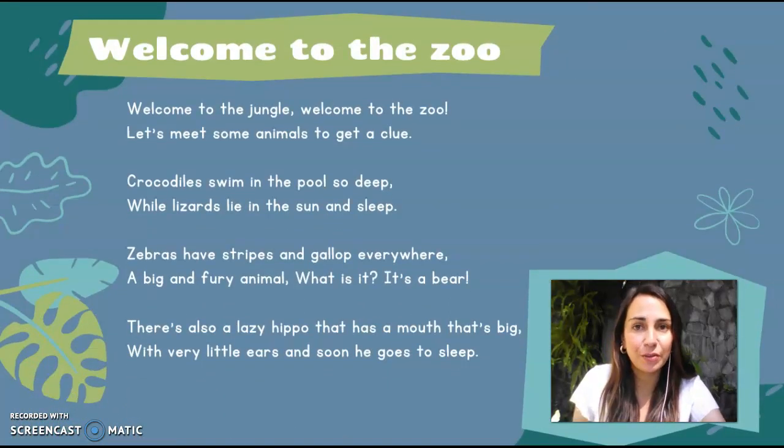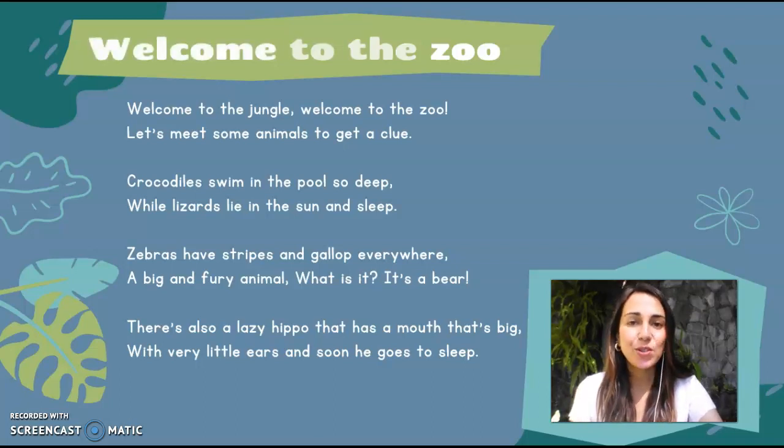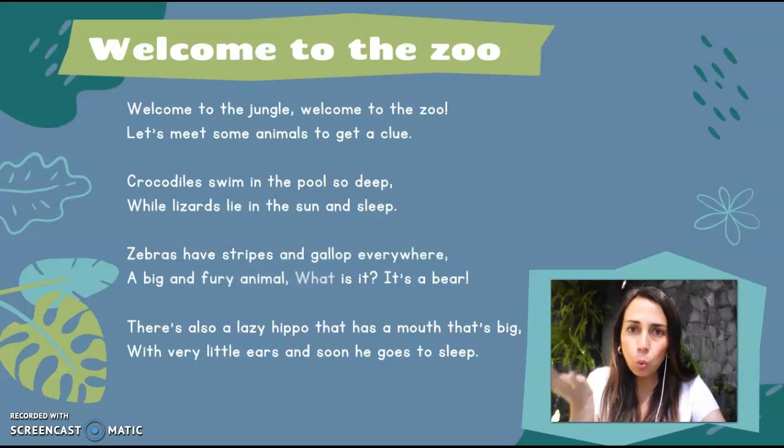And now that we have learned the vocabulary words, we're going to read the poem one more time. Ready? Let's go. Welcome to the zoo. Welcome to the jungle. Welcome to the zoo. Let's meet some animals to get a clue. Crocodiles swim in the pool so deep, while lizards lie in the sun and sleep. Zebras have stripes and gallop everywhere. A big and furry animal. What is it? It's a bear. There's also a lazy hippo that has a mouth that's big, with very little ears, and soon he goes to sleep.